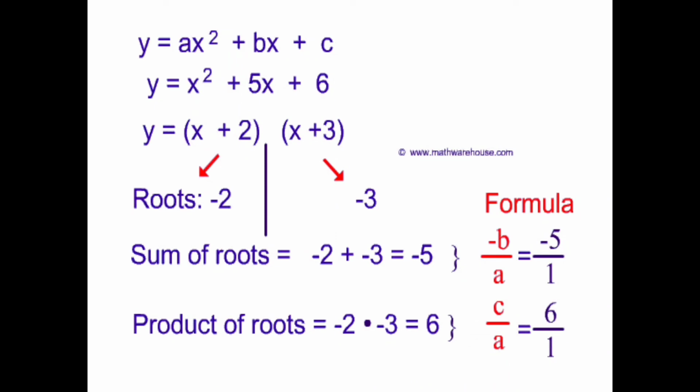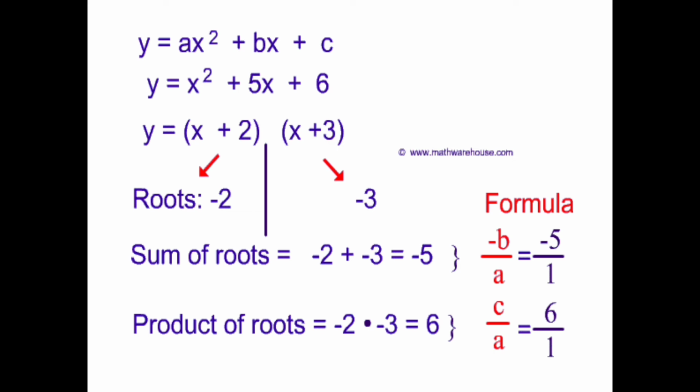Here we have taken a quadratic polynomial x² + 5x + 6, and we can compare it with the general form of a quadratic polynomial, that is ax² + bx + c. After finding the zeros of this polynomial by the factorization method, we have two zeros, minus 2 and minus 3. If we find the sum of the roots, minus 2 plus minus 3, we get minus 5, and if we find the product of the roots, minus 2 into minus 3, we get 6.